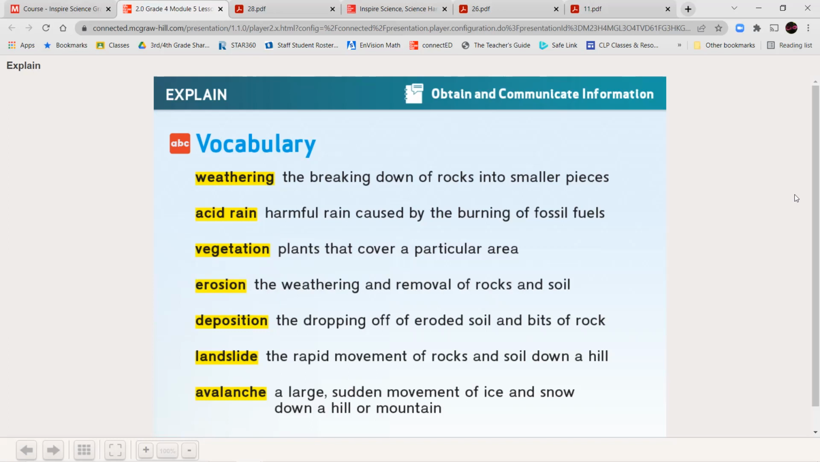Now, a landslide is the rapid movement of rock and soil down a hill. So when rocks and soil and dirt all of a sudden start to move very quickly down a hill or down a slope, we call that a landslide. An avalanche is basically the same thing, but with ice and snow. So it's an ice and snow landslide. You have big pieces of ice and snow that break off and all of a sudden come moving down a hill or a mountain in a similar way.